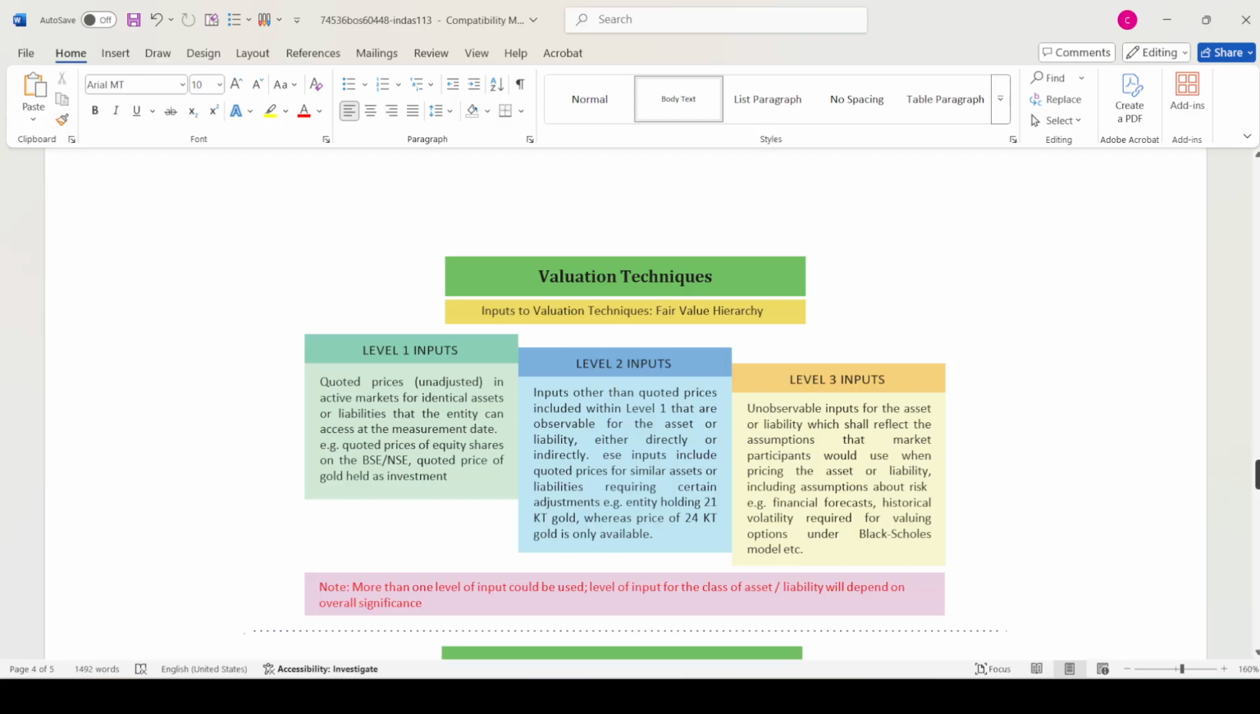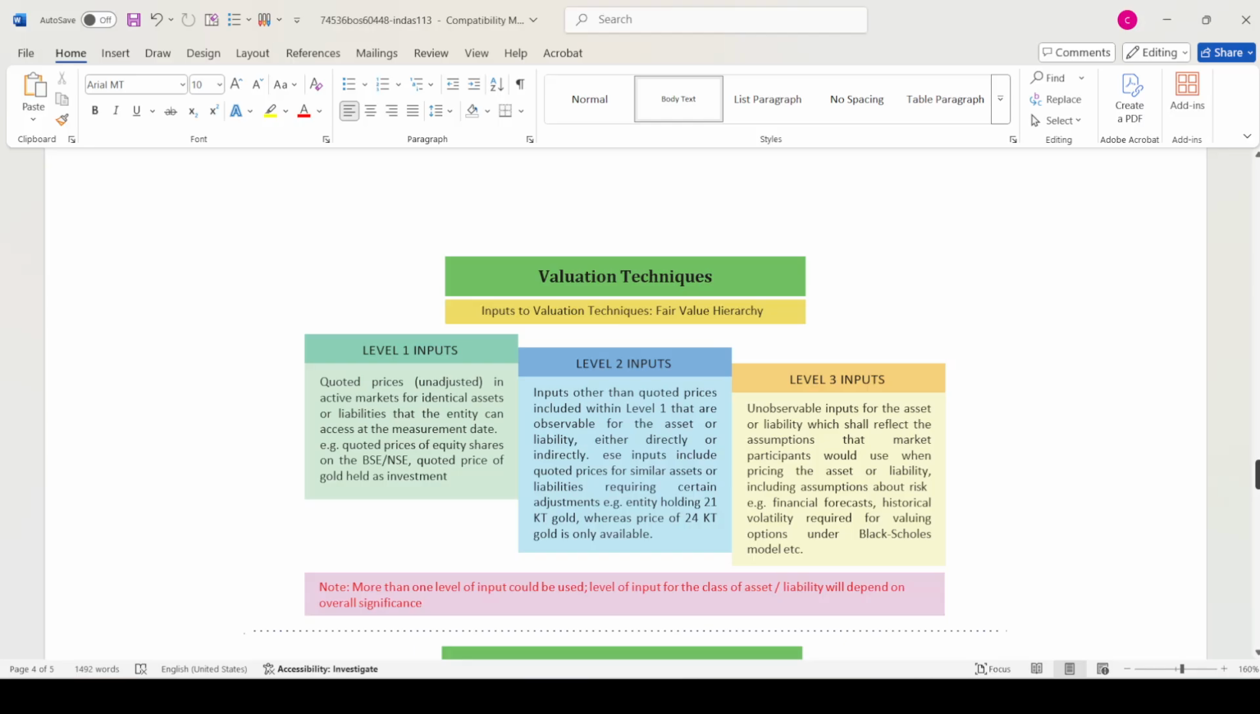Level 3 inputs are unobservable inputs, where the asset doesn't have any quoted prices. Then we should estimate the cash flows the asset can generate from usage of the asset, discount the cash flows using the appropriate discount rate, and determine the value of the asset.